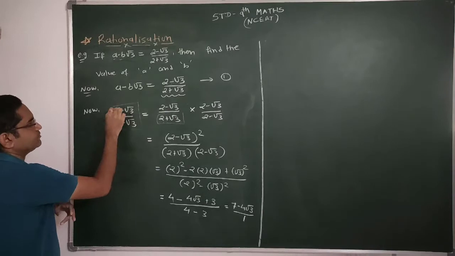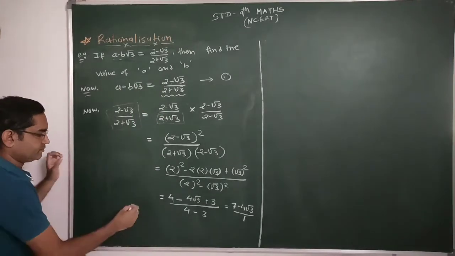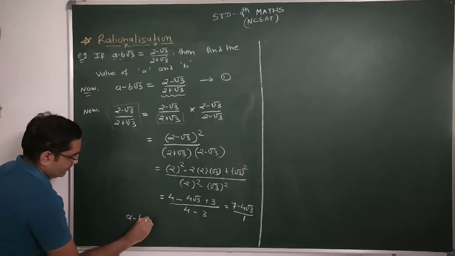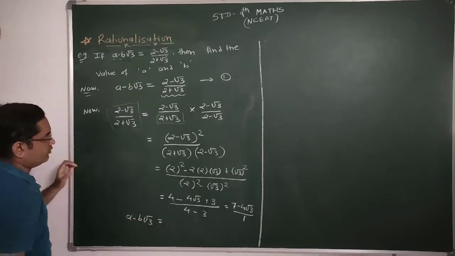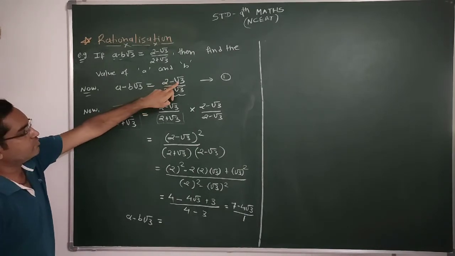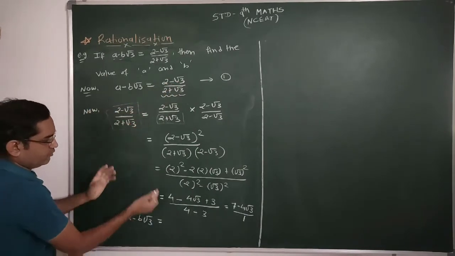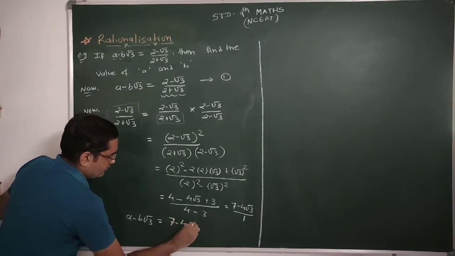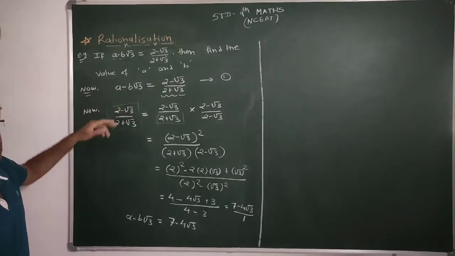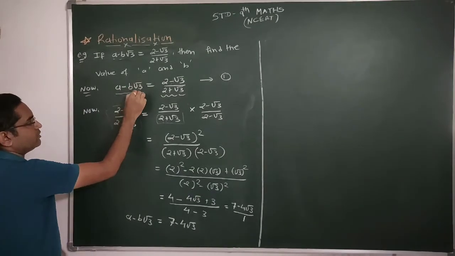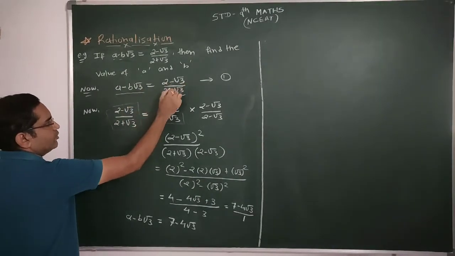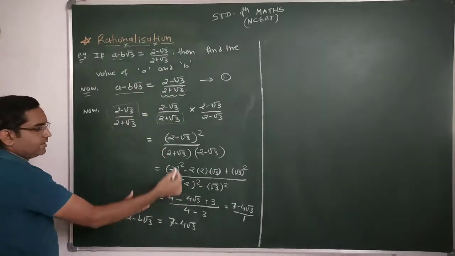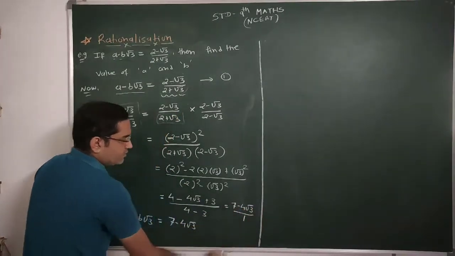This is equal to our left hand side, which is a minus b root 3, and that is equal to 2 minus root 3 upon 2 plus root 3, and that is equal to 7 minus 4 root 3. Clear, friends? Check with your question. We started from here, simplified, did the rationalization, and so we are getting 7 minus 4 root 3.